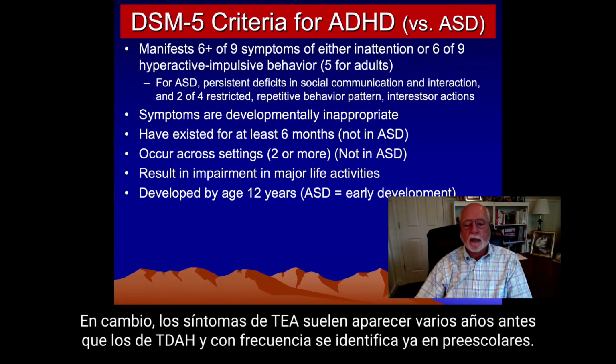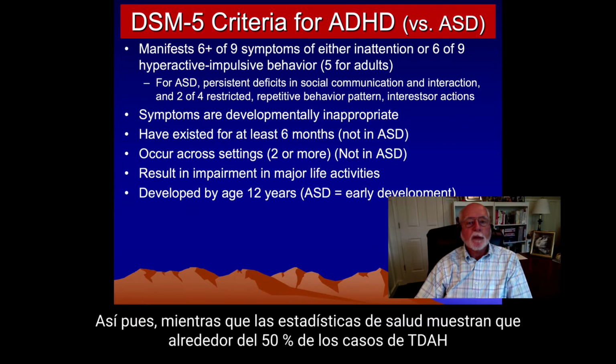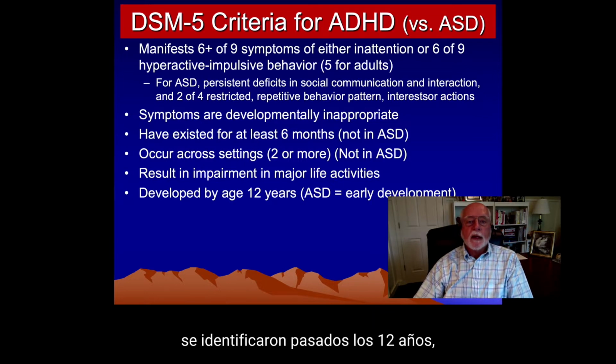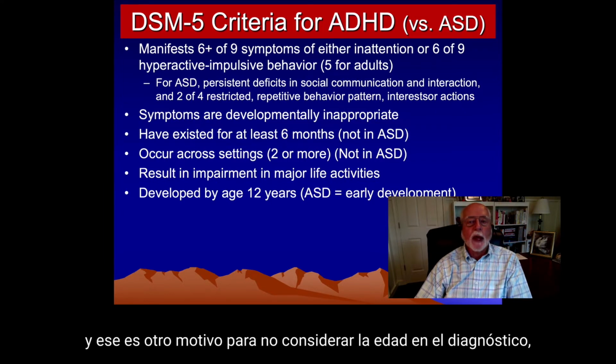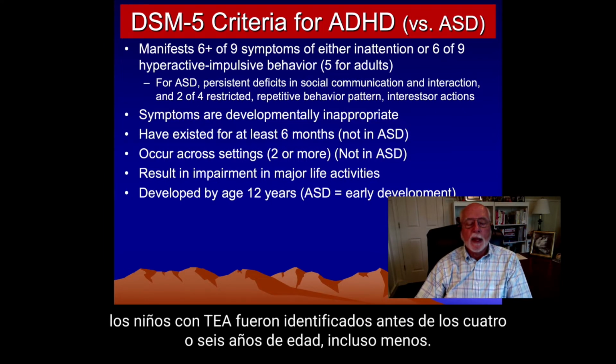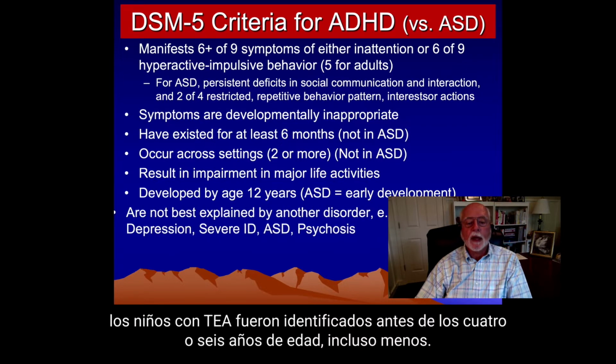In the case of ASD, the symptom onset is usually even earlier than that in ADHD, often by several years or more, and frequently being identified during the preschool years. In contrast, about 50% of cases of ADHD in community surveys were identified after the age of 12. Yet another reason for us to ignore that requirement for diagnosis. And that is far less true for children with ASD, where many of them were identified prior to 4 or 6 years of age, and some even earlier than that.